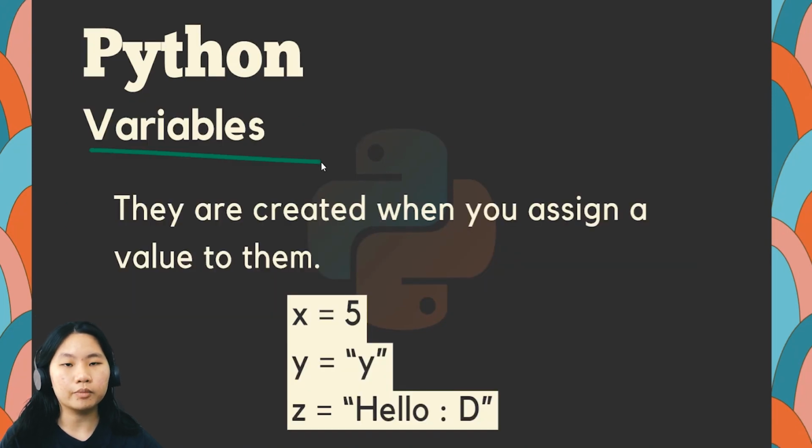Next up, variables, a very common part of any programming language. In Python, they are created when you assign a value to them. For example, I have the variable x here. I've assigned the integer 5. So now we have the variable x with a value of 5. That's it. As for y, we have a string, as well as z. We also have a string.